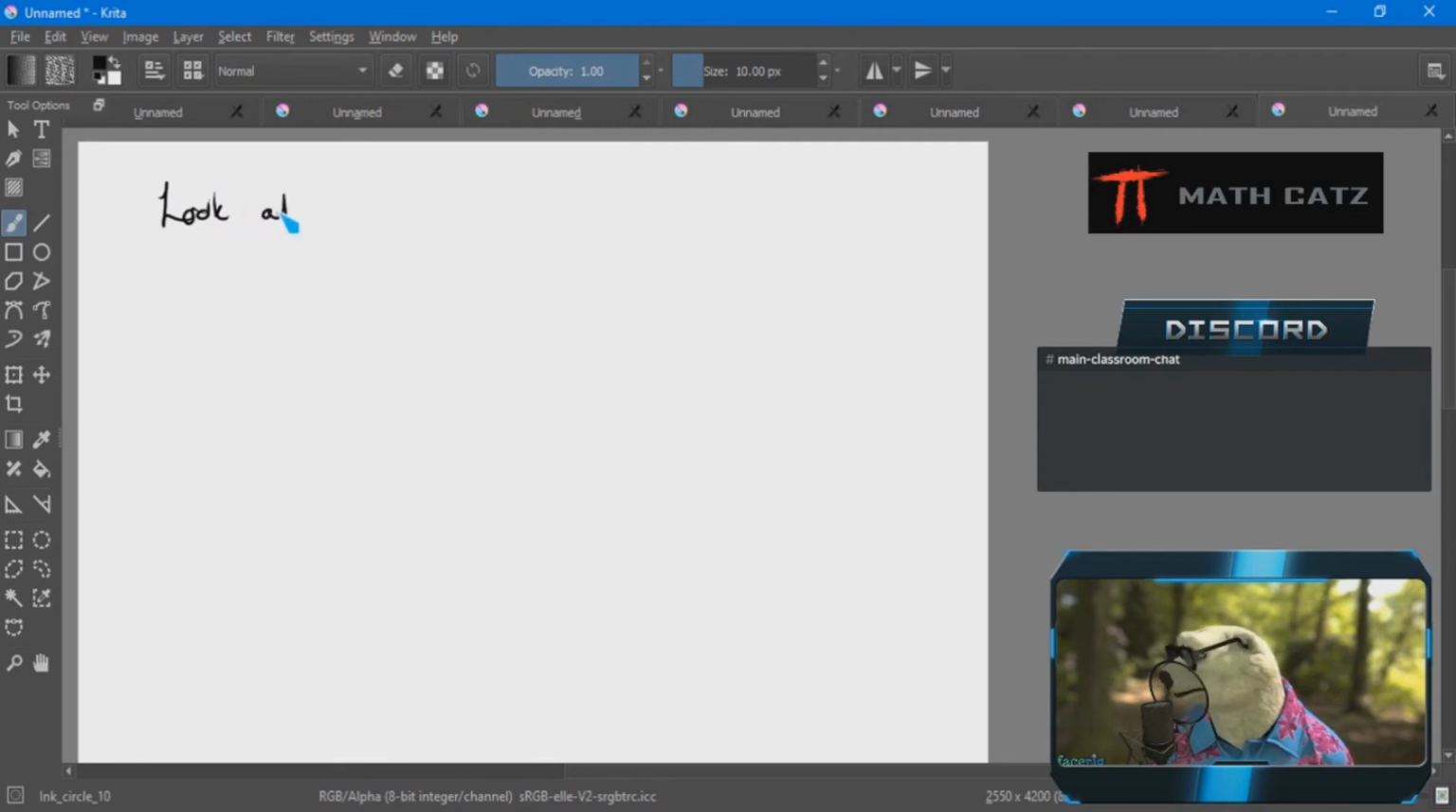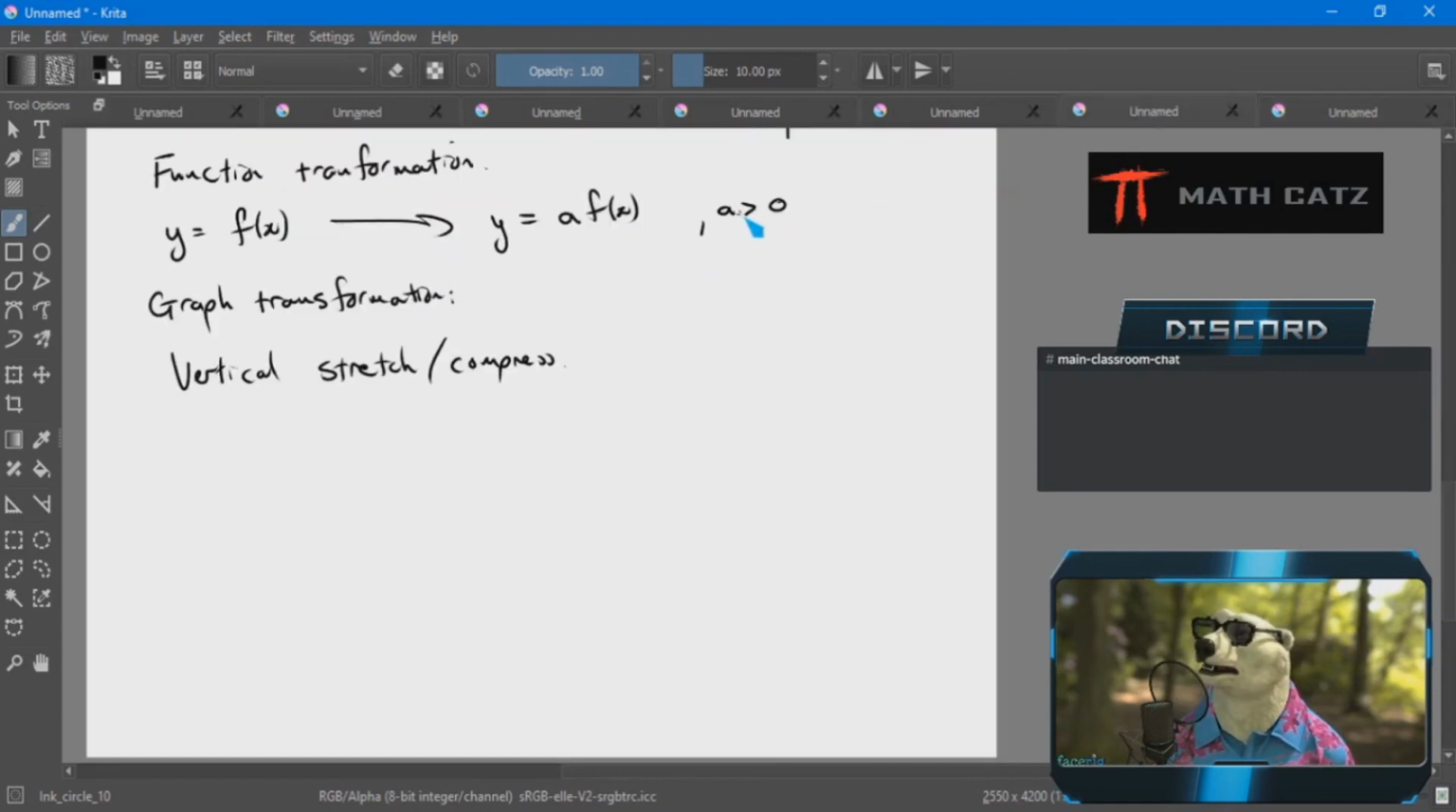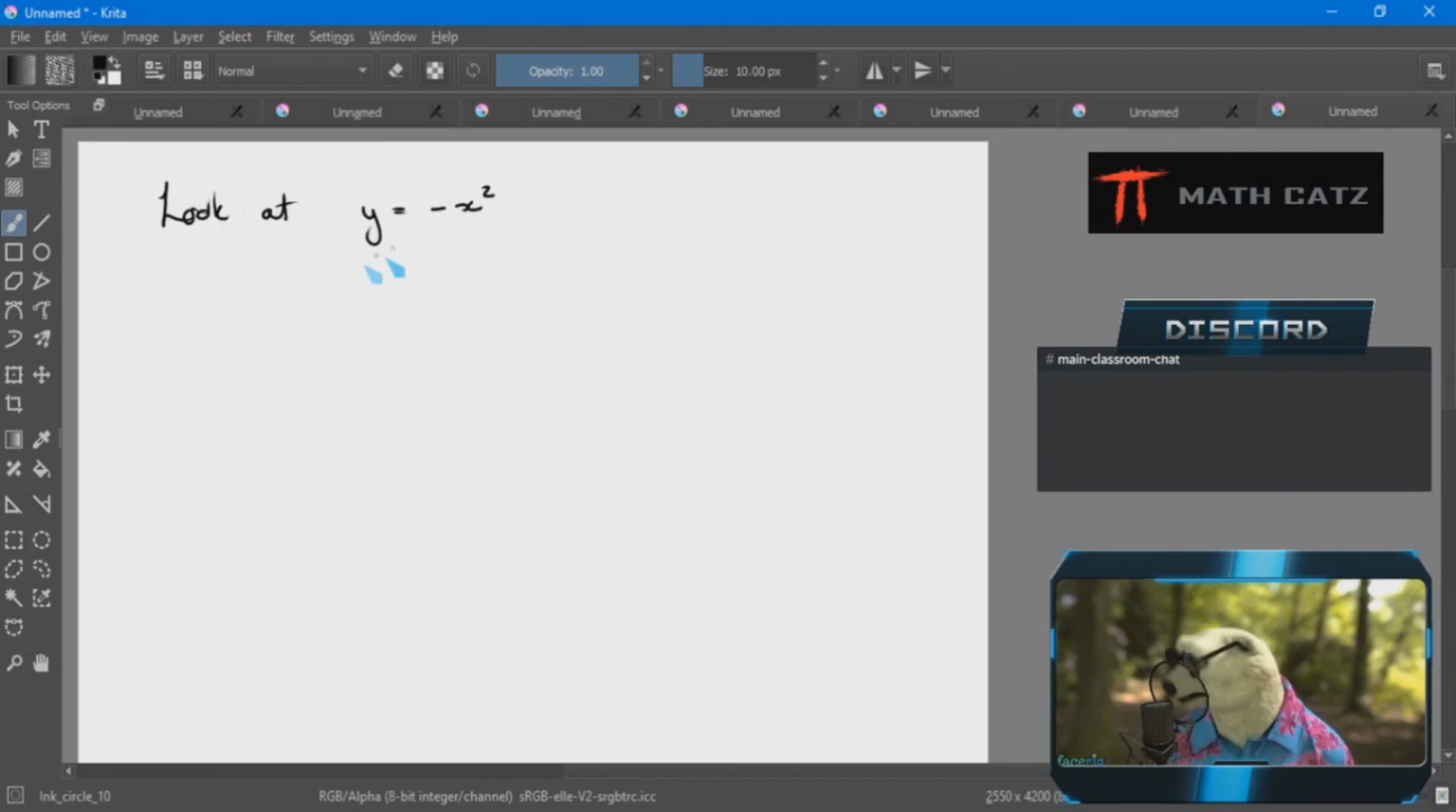Now let's look at y equals negative x squared. I like to separate the sign from the number I multiply in front. And we'll see why in a second. So we're going to start, of course, with our basic familiar parabola. Let's see it.